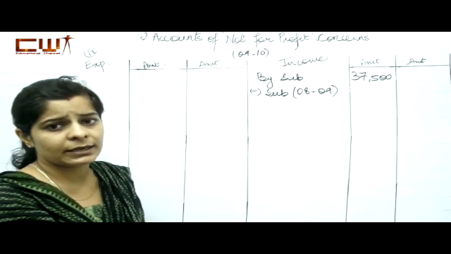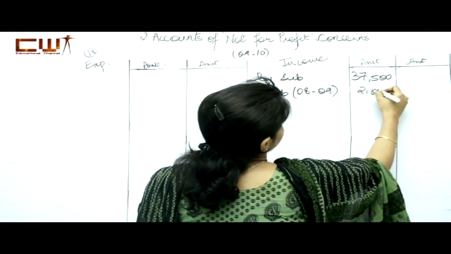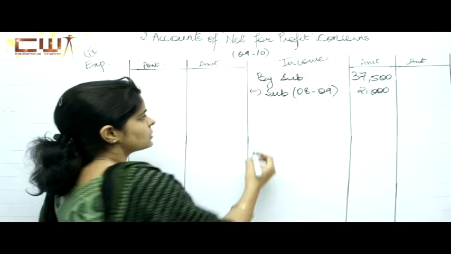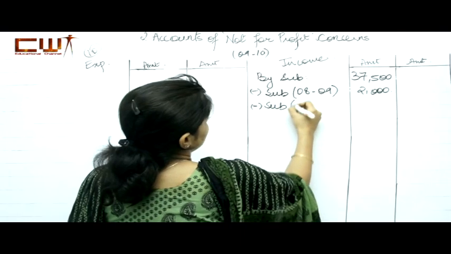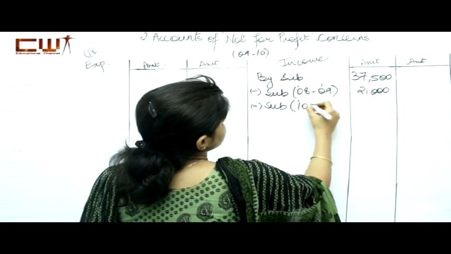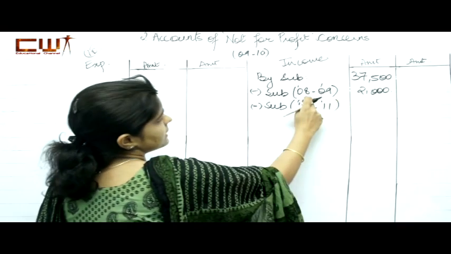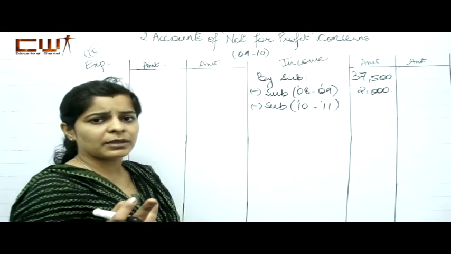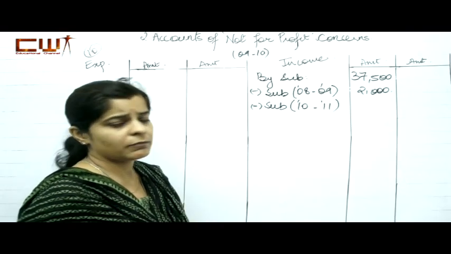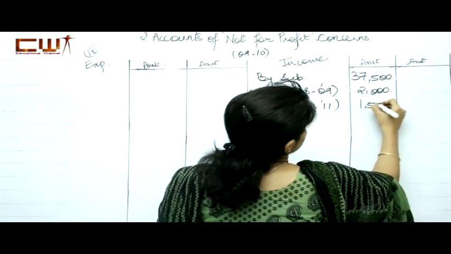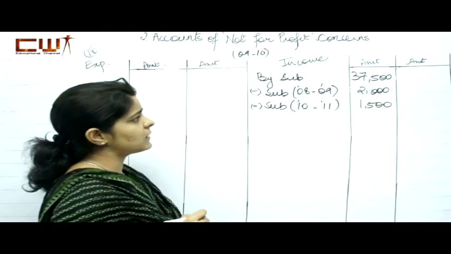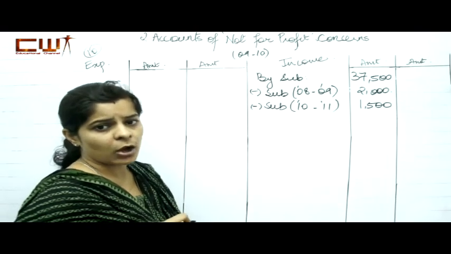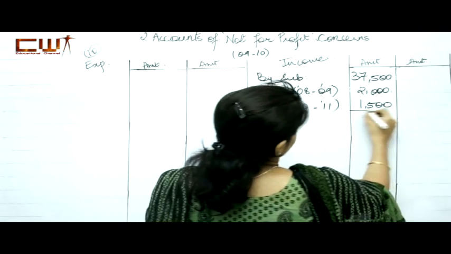So subscription for 8 and 9 is how much? 2,000. Right? Then you also subtract the subscription of the coming year. So subtract the subscription of the coming year, that is, this was 8, 9, this is 2010, 11. That is, 9 and 10 will be added. Rest, the subscription of the previous year and the coming year that is given in the question will all be subtracted. So this is 1,500. So 37,500 minus 2,000 minus 1,500 will give you how much? 34,000.